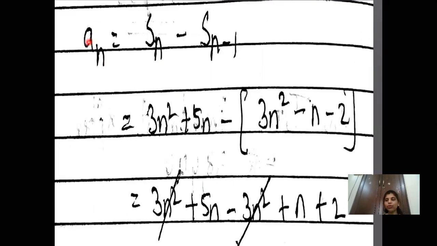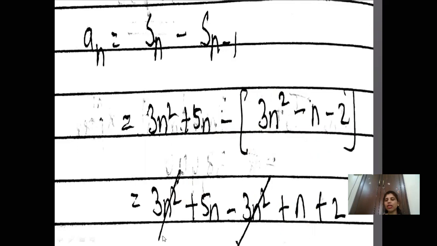As I showed you in the previous slide, if we want to find A3, S3 minus S2 will be subtracting. So here as we have to find An, Sn minus 1 will be subtracting. We have the value for Sn as 3n square plus 5n minus bracket 3n square minus n minus 2. So when we open the bracket, we get 3n square plus 5n minus 3n square plus n plus 2. Okay, when we are opening the bracket, we'll change the sign.